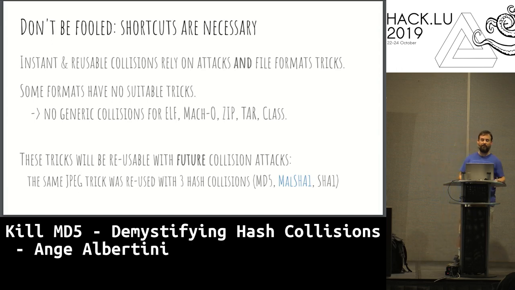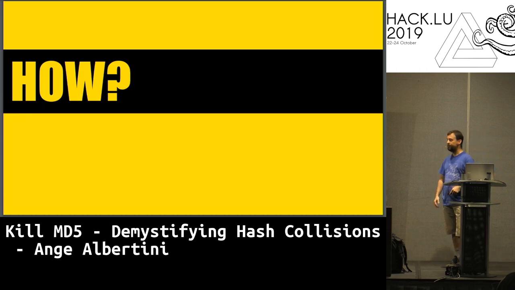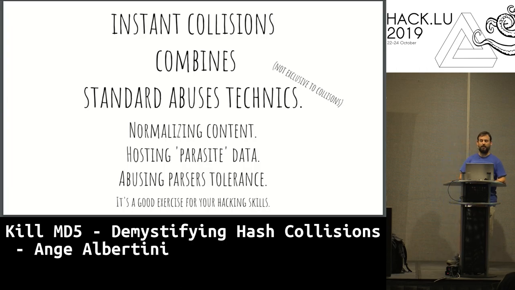So it's pretty motivating for me. And some tricks have actually been reused over different collision attacks, over different hashes. The same JPEG trick was used for MD5 and for SHA-1. So it's good because the file tricks remain usable. Now, a good thing, and why I like it so much, is that instant collisions just combine some standard abuse tricks that are not exclusive to collisions. For example, file format manipulation tricks: normalizing content, hosting parasite data, and abusing parser tolerance. It's a good exercise for your hacking skills.